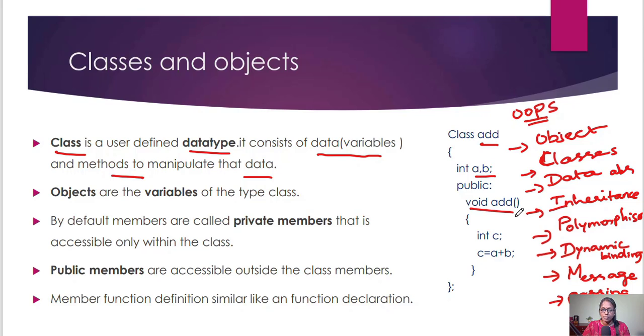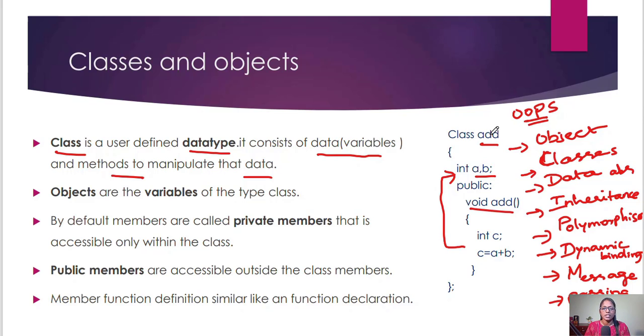This is called methods or member functions, which is defined in the public section. Here you see c equal to a plus b. So data, variables and methods to manipulate this data. This method will access only these variables. These private members can be accessed only within these member functions. So this is called a class.